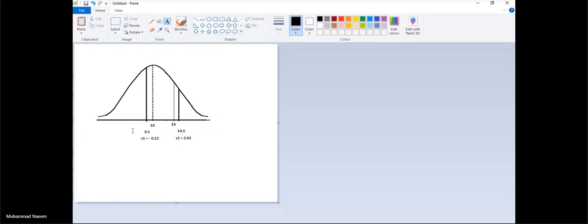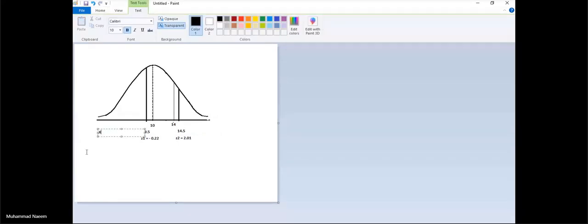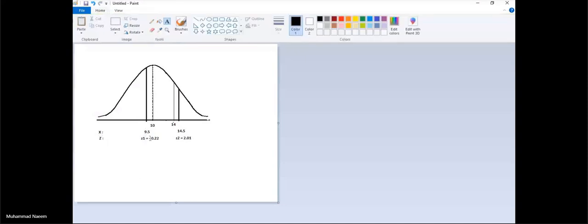We have converted our x points in terms of z. Now calculate the area corresponding to these points. This area will be from the center to this point, which is equal to this. This is the tabulated area corresponding to Z1.